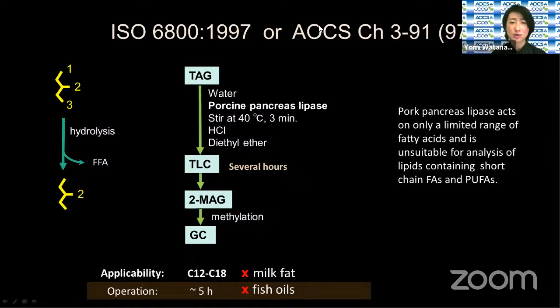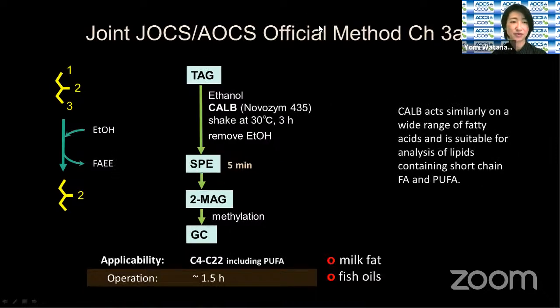The method scope is limited to vegetable oils, including olive oils, because pork pancreatic lipase doesn't reliably hydrolyze short-chain fatty acids in food fats. As short-chain fatty acids in food fats are very important to the flavor and the nutritional value of fats and oils, we have developed a method which not only works on vegetable oils, but is also suitable for milk fats and fish oils.